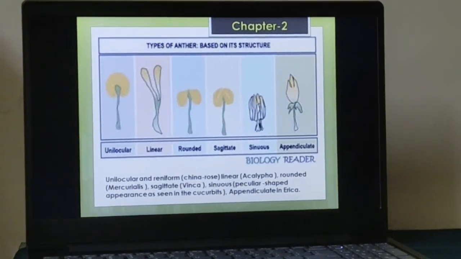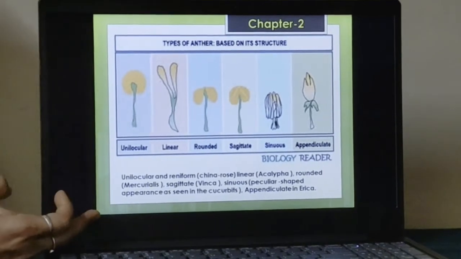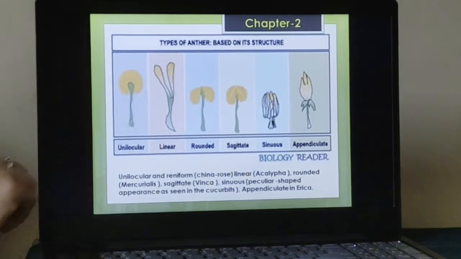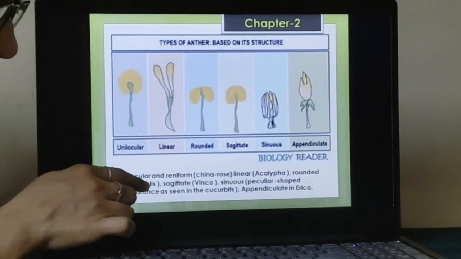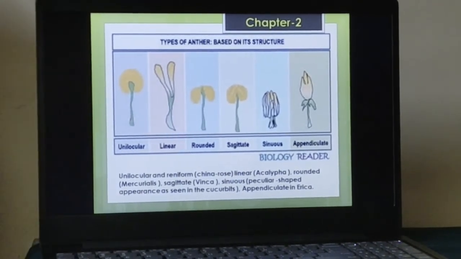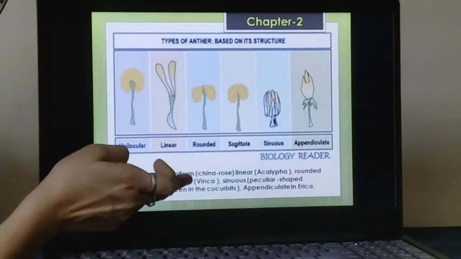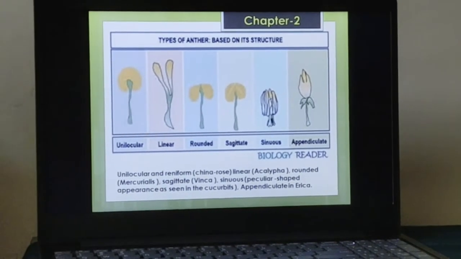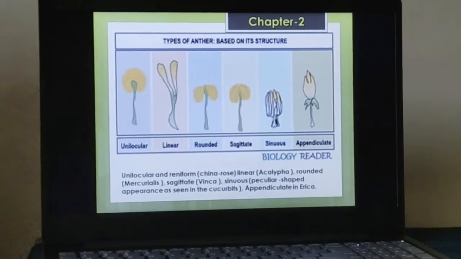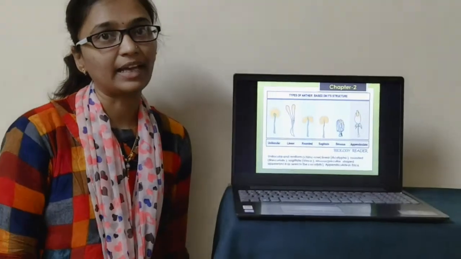So different shapes of the anthers are found in different flowers. As for example, unilocular is found in what? Hibiscus flower. Then linear is found in Ecalpha. The rounded is found in Mercurialis. Sagittate, vinca. Vinca is what? You have seen the pink colored small flower known as the periwinkle flower. In that periwinkle flower, the anthers are sagittate. Then sinuous is a peculiar shaped appearance as seen in the cucurbits. And appendiculate is seen in Erica. So at least one example you have to remember for all the shapes of the anther.